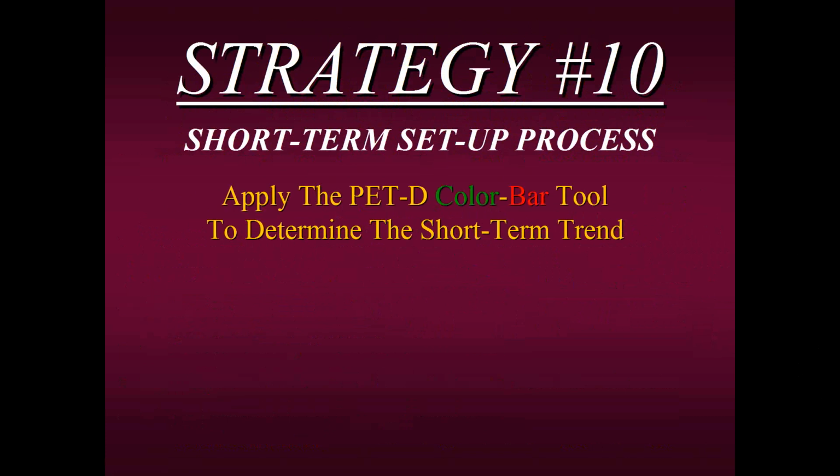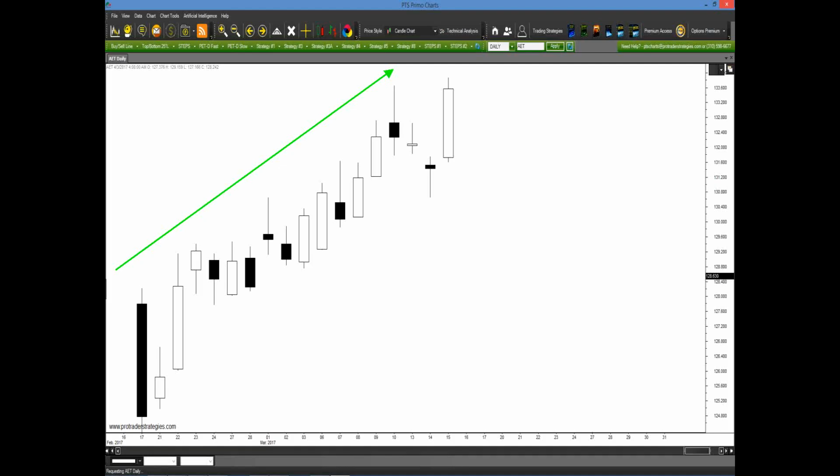The first thing is we want to determine the short-term trend. And since we're not using our buy-sell line, how do we determine the short-term trend? Well, now we're going to determine it with our color bar tool. This is the PET D. This is going to tell us the short-term trend. Now, I know most of you are familiar with it. I believe I gave a presentation last week on the PET D. But for those of you who aren't familiar, it's the best thing I know of for determining the trend. And someone would say, well, why do we need to know the trend?